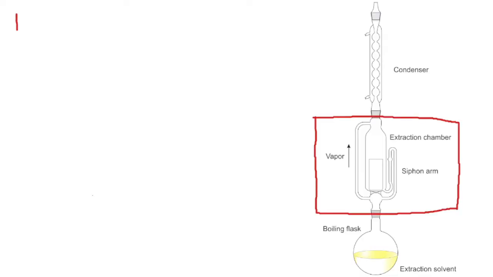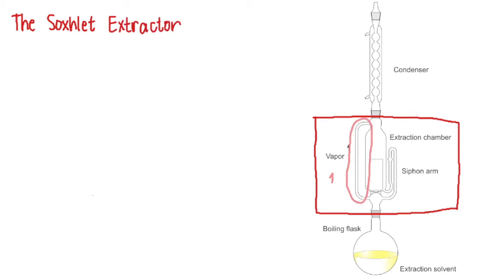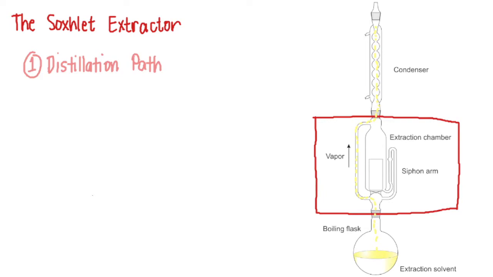Now let's focus on the Soxhlet extractor. It has two arms attached to its main body. One of the arms is called the distillation path. It is where the vapors of the solvent pass through and arrive at the condenser. Once the vapors arrive at the condenser, they will obviously condense and fall down to the extractor. Inside the extractor, we find the thimble where the sample is placed.